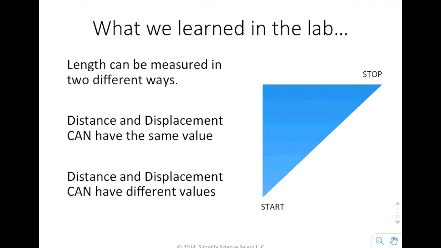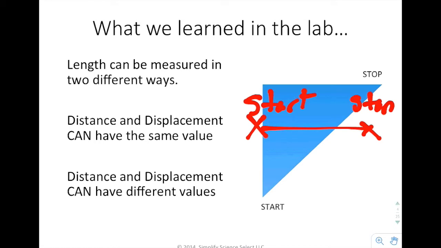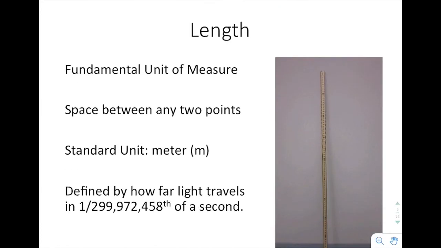Here's what you learned in the lab. That length can be measured in two different ways. We learned about distance and displacement. We learned that there are situations in which they can have the same value. For example, if I start here and I stop here, and I go straight from one point to another, the distance and displacement are equal because there was no change in direction. We also learned that distance and displacement can have different values if there's a change in direction.